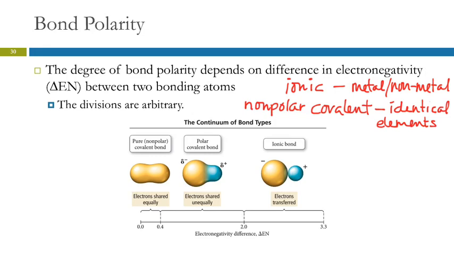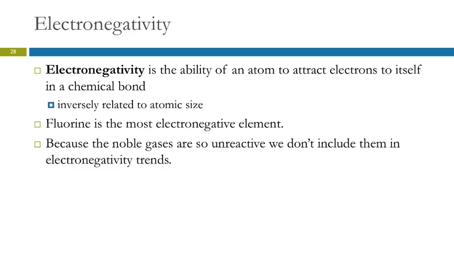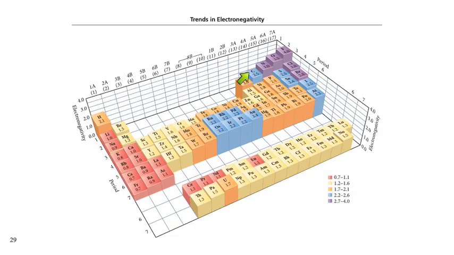The one thing that I want you to remember is carbon and hydrogen. The difference between carbon and hydrogen is small enough that it's considered nonpolar. So let's go back and look at that one. So here's carbon, 2.5. Here's hydrogen, 2.1. The difference is 0.4. It's right on the line, but it's considered a nonpolar bond.